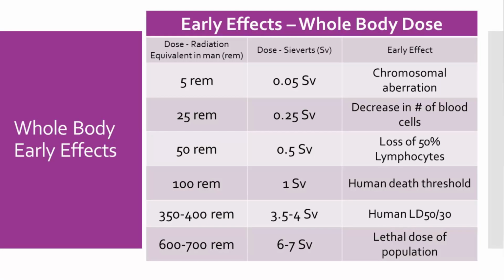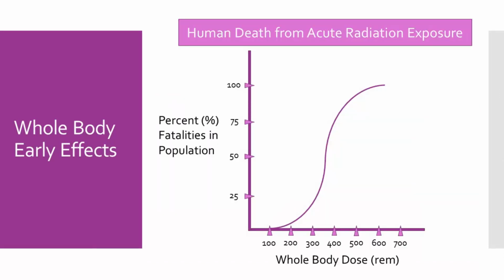600 to 700 rem, or 6 to 7 sieverts, is the threshold that the population will not be able to survive. At 600 rem, the population will die without medical intervention, and at 700 rem, even with medical intervention, the outlook is grim. However, there is a person on record as having survived 850 rem, but this example is an anomaly. In this nonlinear graph, we can see deaths resulting from radiation exposure. We can tell that deaths begin at 100 rem and only affect a small percentage of the population.